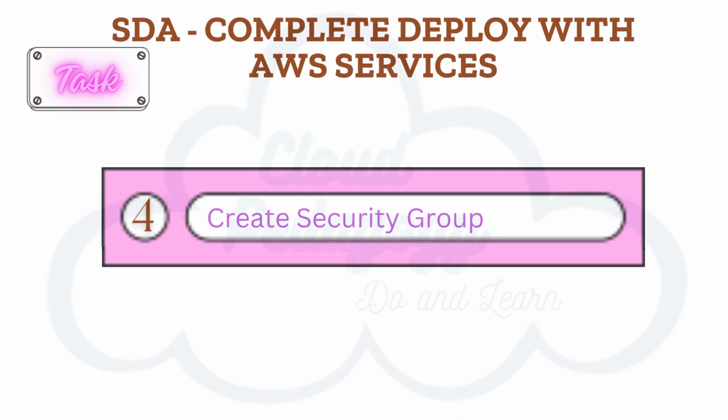In task 4, we are going to create security groups. Although you can use the default security group for your instances, you might want to create your own groups to reflect the different roles that instances play in your system. So let's create a security group for our application.